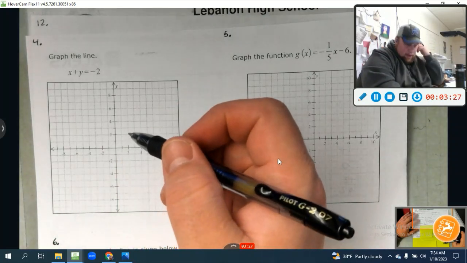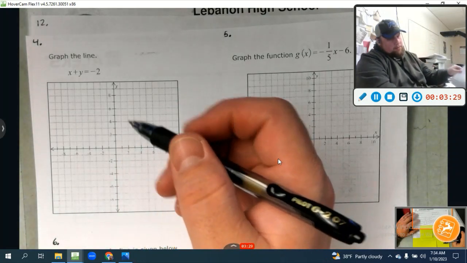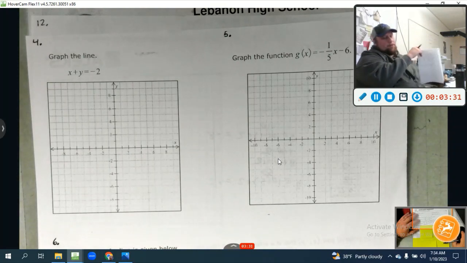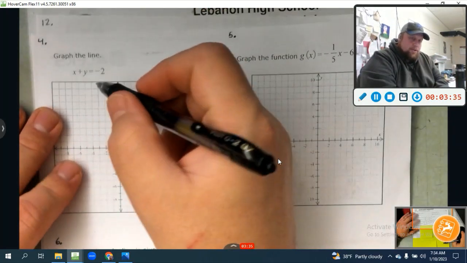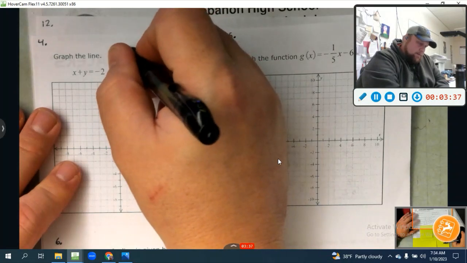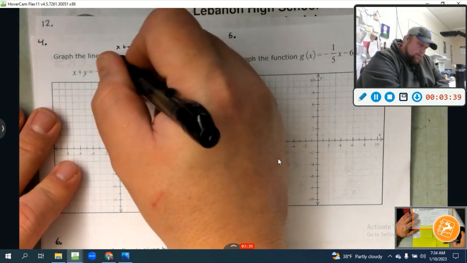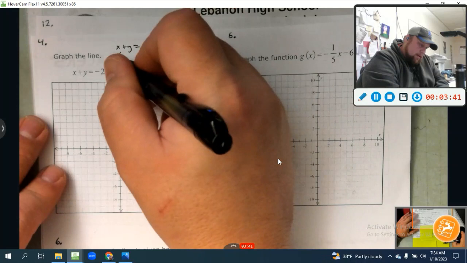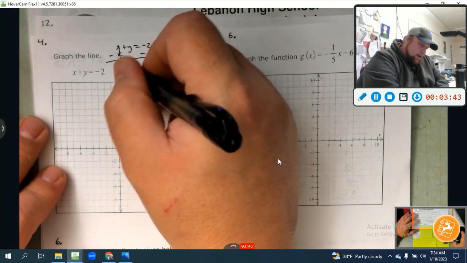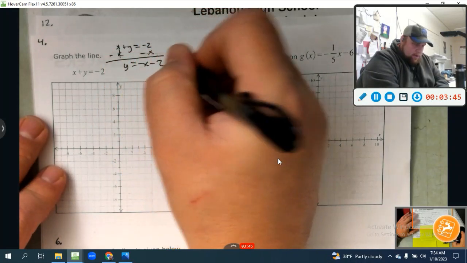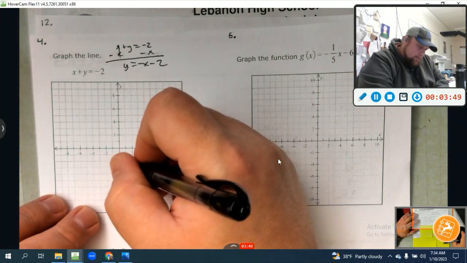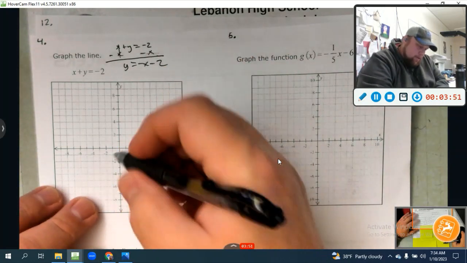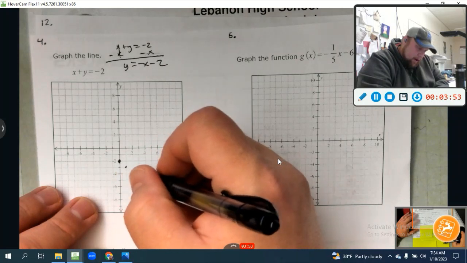You can graph this line a number of ways. You can plug in some numbers for x and solve for y, get some ordered pairs. I'd prefer to just solve this for y. So I'm going to have x plus y equals negative 2. I'm going to subtract x from both sides, and I'm left with y equals negative x minus 2. And that tells me exactly what I need to do. I go to minus 2, the y-intercept. Negative x is really negative 1, so that means down 1 over 1.